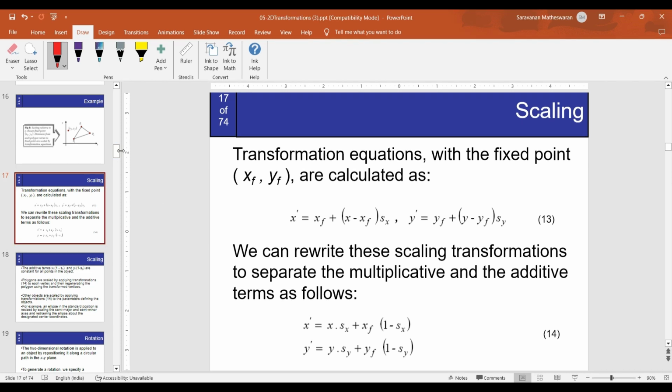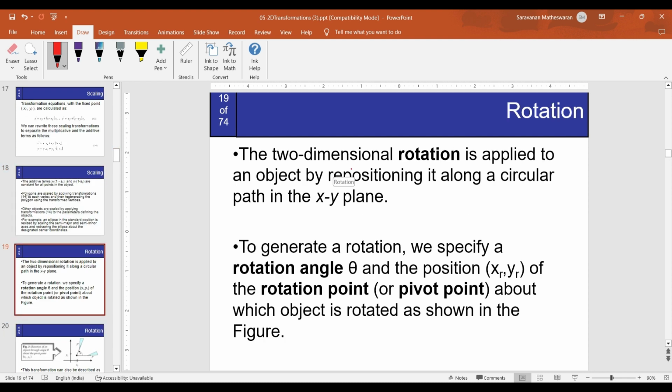Yes, we continue, students. We have covered scaling. Next comes rotation. In rotation, the object is repositioned along the XY plane. To generate a rotation, we specify the rotation angle theta and the position about which to rotate. We have the scaling parameters S of x and S of y, and T of x, T of y.